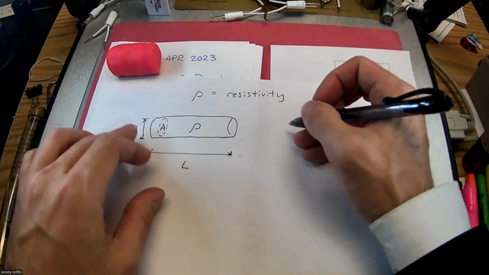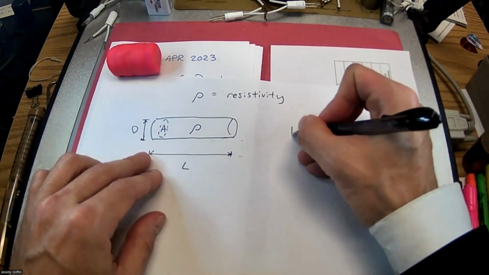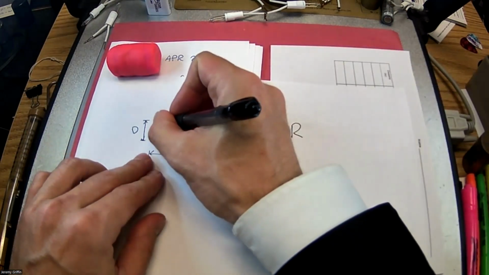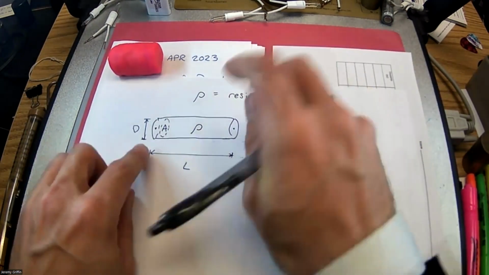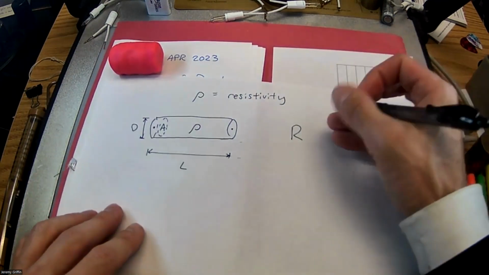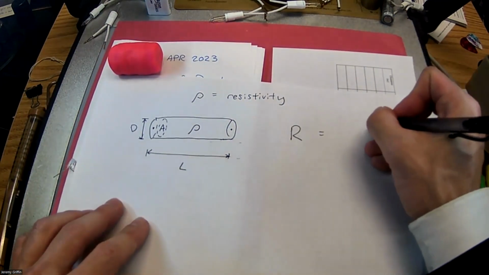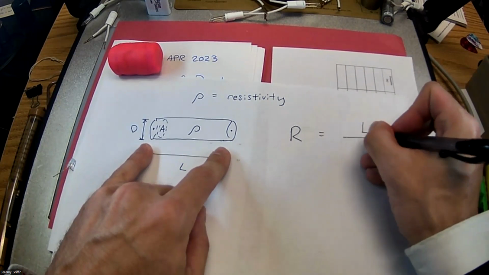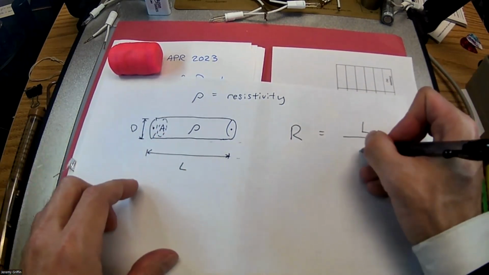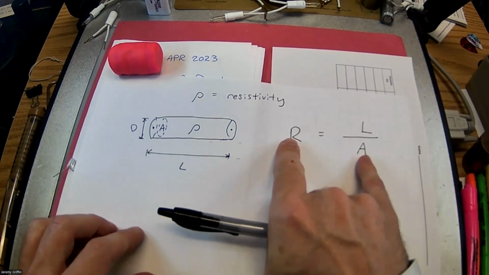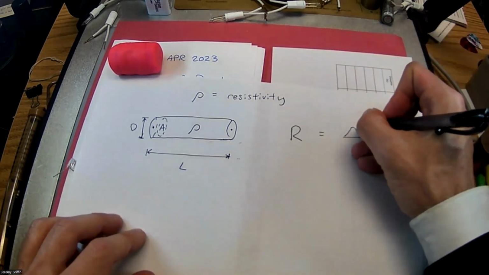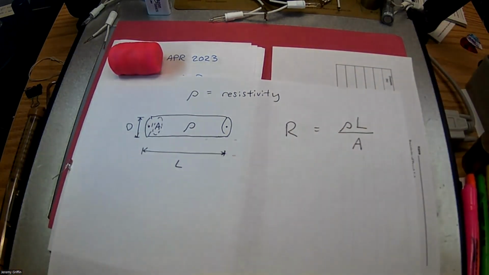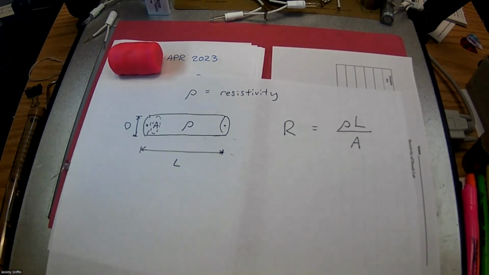But the relationship here for these variables is that the resistance from end to end, so if you go from this end to this end, what's the resistance in ohms? Resistance in ohms is equal to, well, the longer it is, the more the resistance. That's a direct relationship. The more cross-sectional area, the less resistance. That's an inverse relationship. And then resistivity, you put right here. So rho L over A, right? You guys remember that? Familiar?